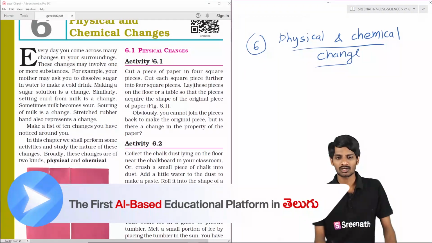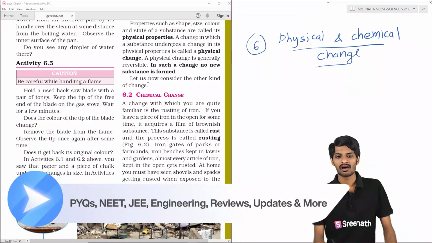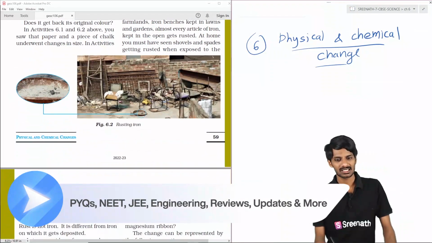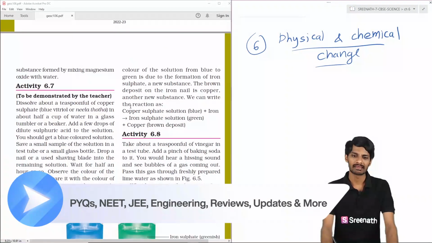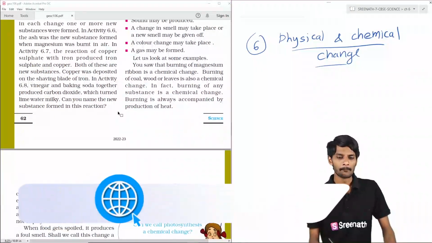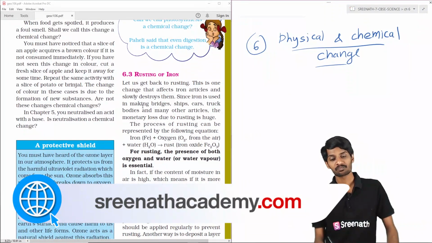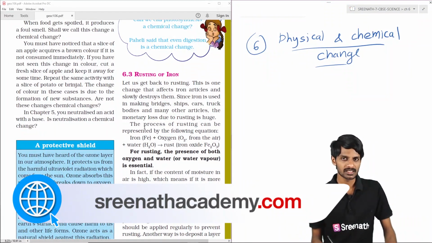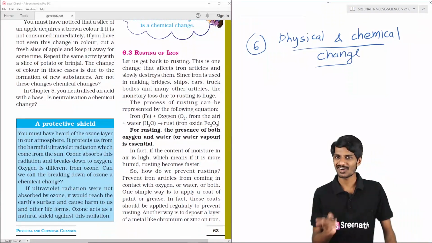So first thing, the topic is physical changes. What are the physical changes? And next thing is chemical changes. What are the chemical changes? We are going to learn about it and some examples regarding the chemical change. And next thing is rusting of iron. You know when you leave the iron in the atmosphere, in the surroundings, it will get rust on it. So is the rusting of iron a chemical change or physical change?